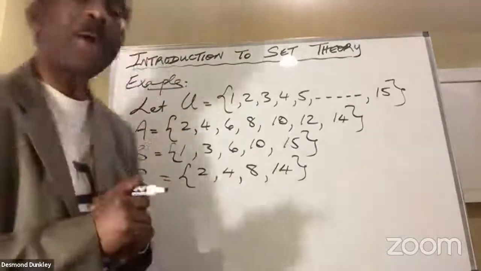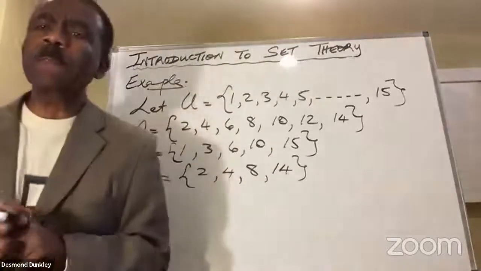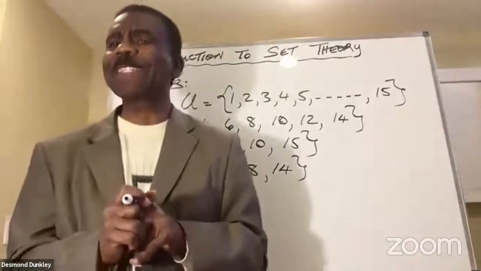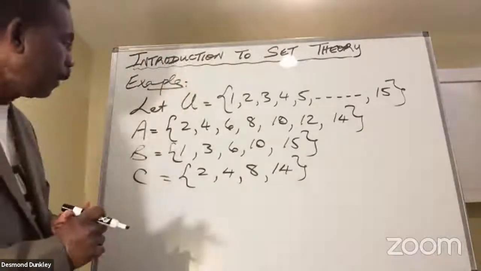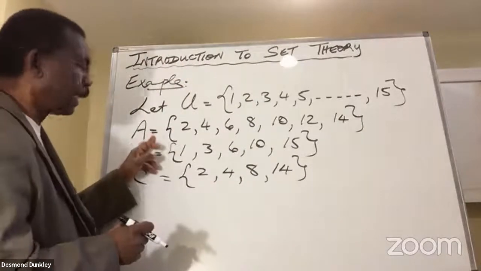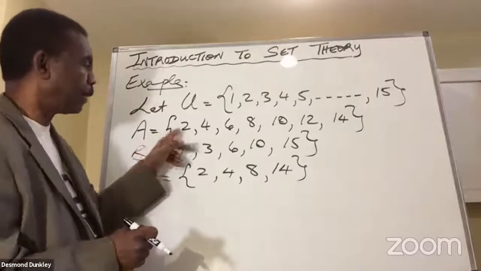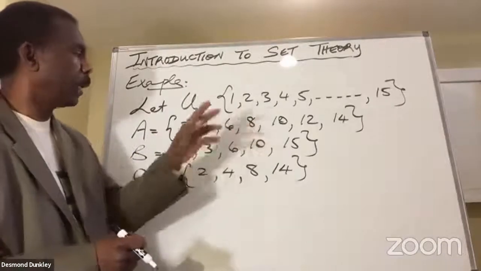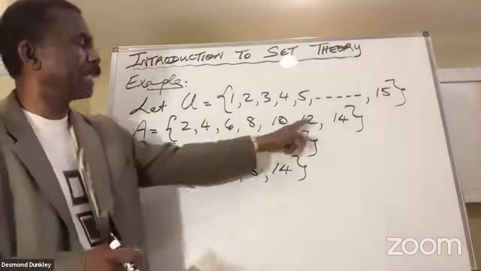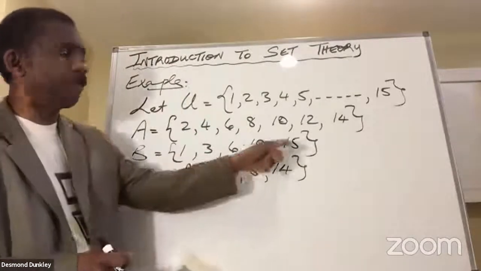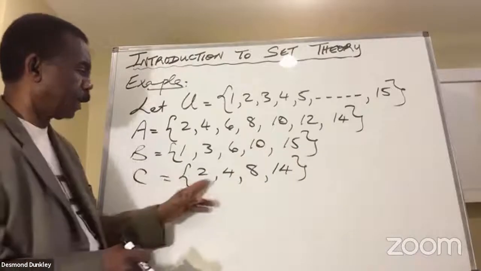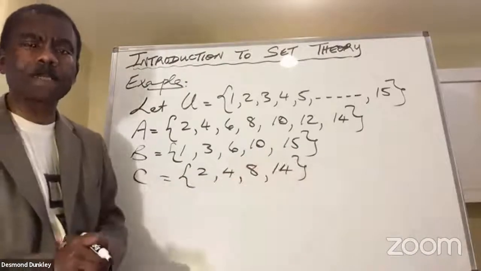Wonderful. So now I'm going to share with you some operations in set theory. Okay? We realize here that set A has elements 2, 4, 6, 8, a total of 1, 2, 3, 4, 5, 6, 7 elements. B has 1, 2, 3, 4, 5, and C has 1, 2, 3, 4 elements.